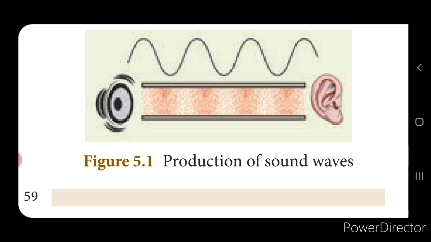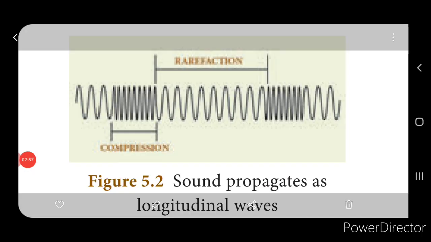Now what type of wave is the sound wave? Sound wave is a longitudinal wave. I'll show you what a longitudinal wave is. Sound waves are longitudinal waves, and they can travel through any medium, whether it is a solid, liquid or a gas. It can travel with a speed, and that also depends upon the properties of the medium, right?